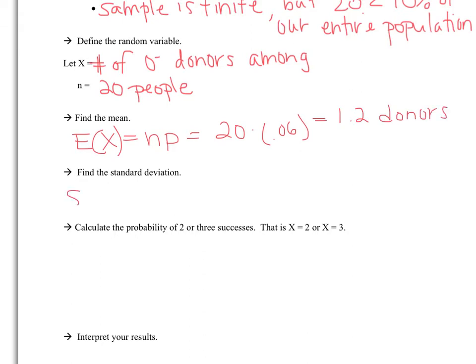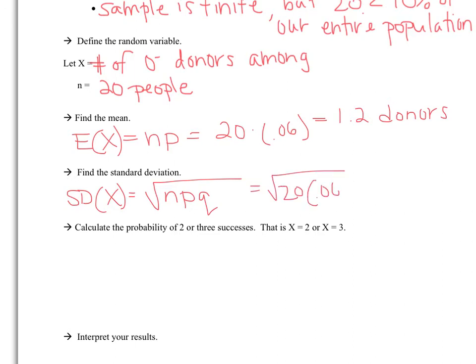Standard deviation of our random variable. This time we're going to do n p q, and the square root of that. So we have 20 people times the success rate of 0.06 and a failure of 0.94, all under the square root. And we get a standard deviation of about 1.06. We will interpret that in a minute below.